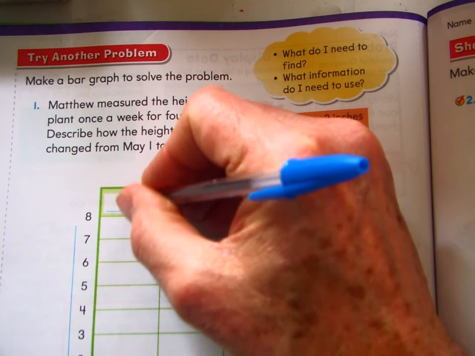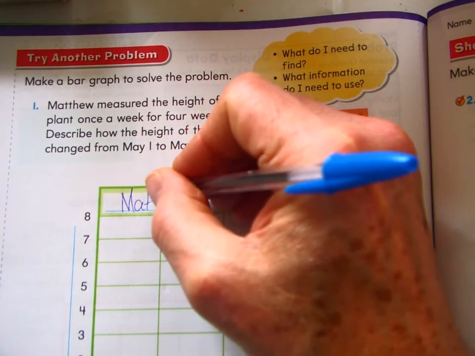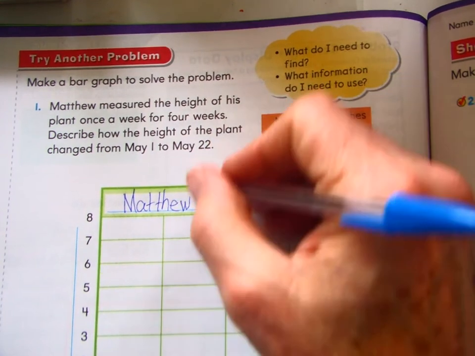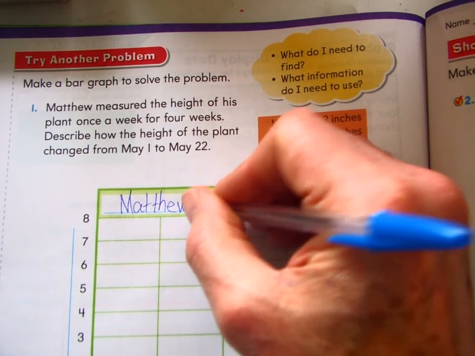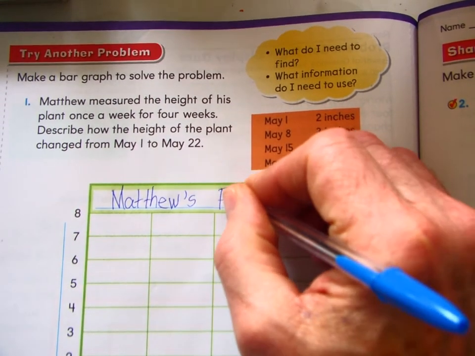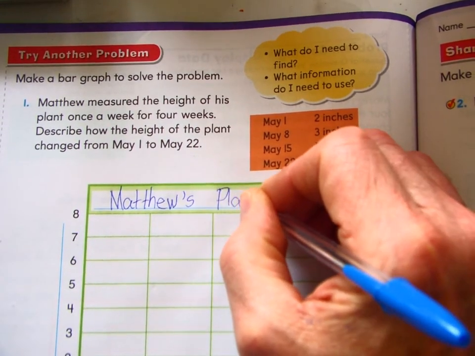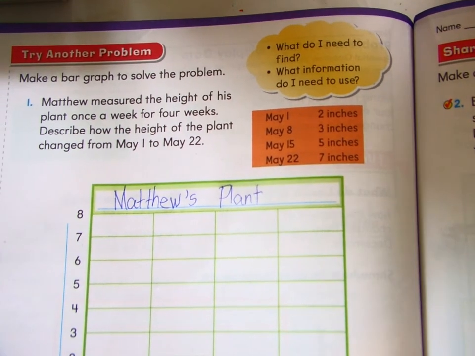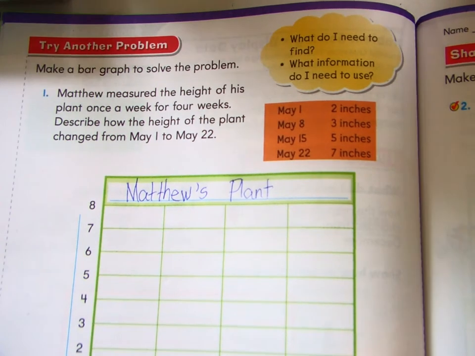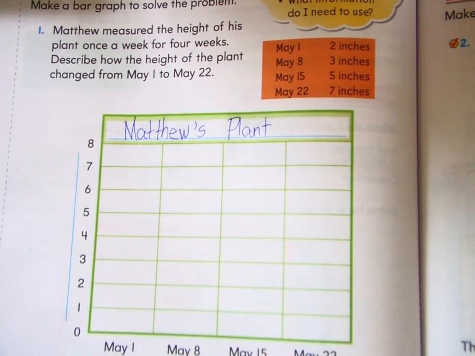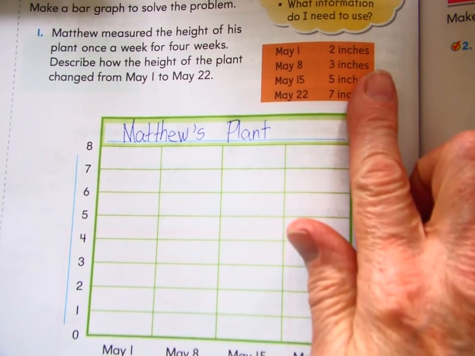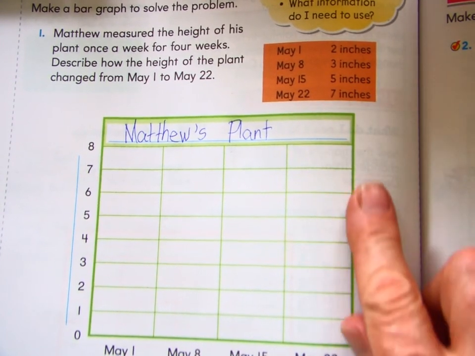Matthew's. That's Matthew. We're going to make Matthew's, so we put apostrophe S. Matthew's plant. That's the title of our graph, Matthew's plant. He has one plant, and he measured it each week to see how it changed, right? Plants, when they grow up, right? They don't grow down. They just get bigger and bigger and bigger.